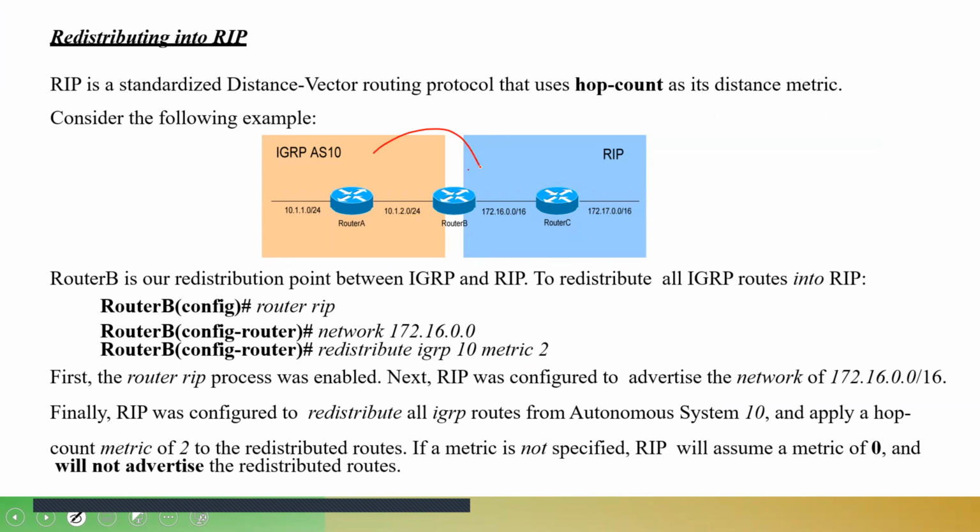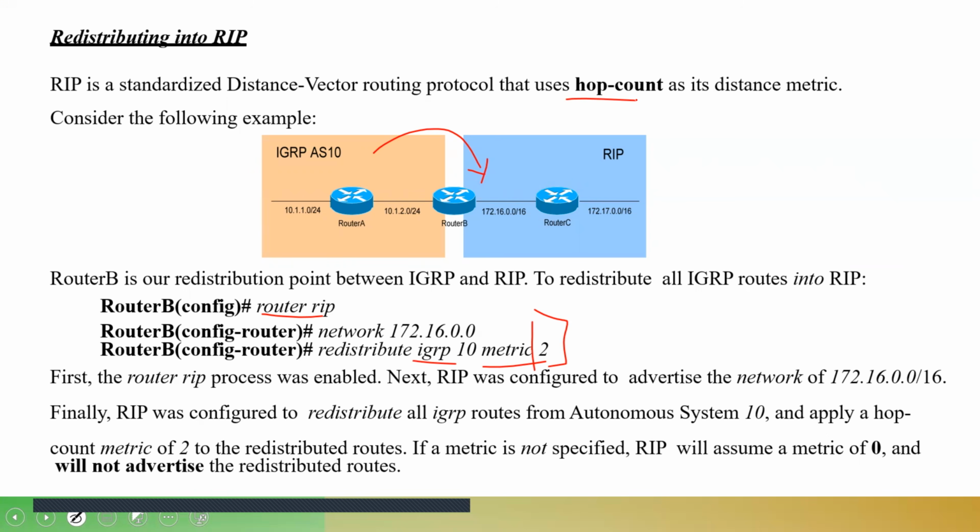Suppose if you want to send IGRP to RIP, go to the RIP process and call IGRP. While you're calling the IGRP, give the route metric that will be RIP metric, correct? The RIP understands hop count or distance. Hop count is basically the number of routers in between. So you have to go and give the metric that RIP can understand.